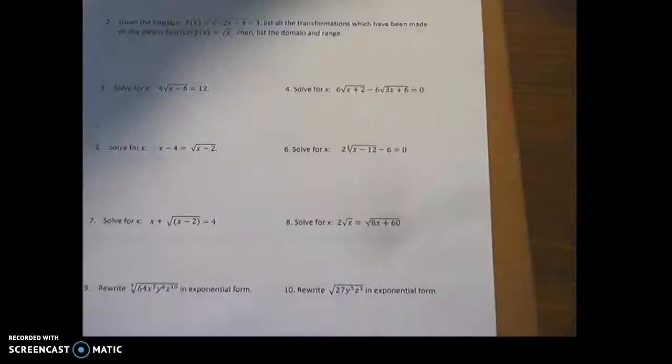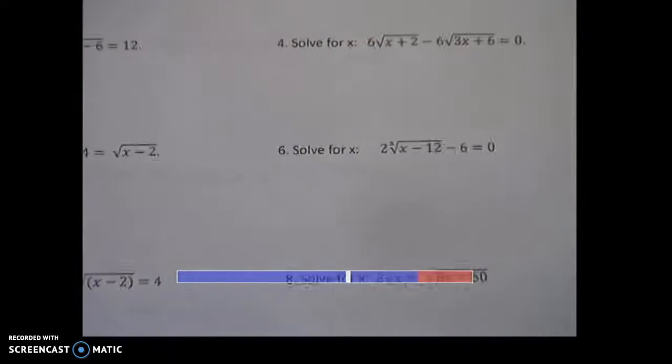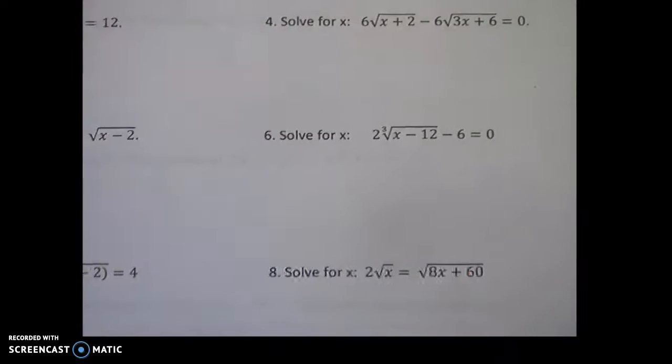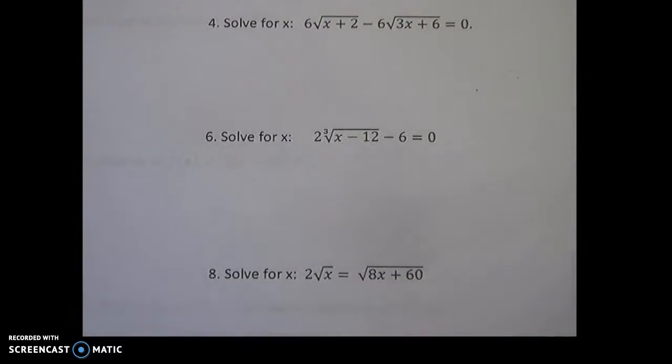So on test review number 4, it says solve for x, right? 6 square root of x plus 2 minus 6 square root of 3x plus 6 equals 0. I think the easiest thing to do here is to add this negative 6 square root of 3x plus 6 over to the other side. So that's what I'm going to do.